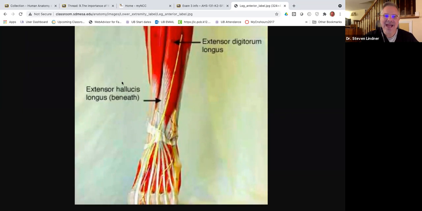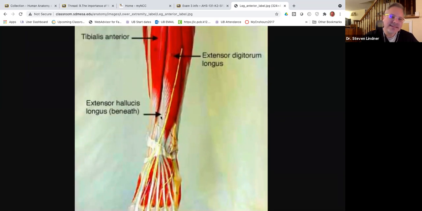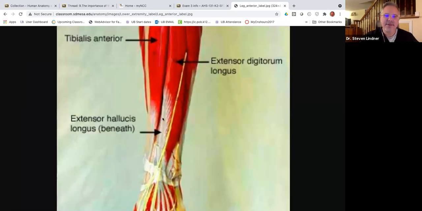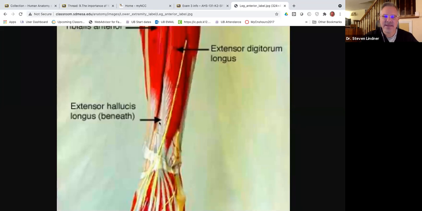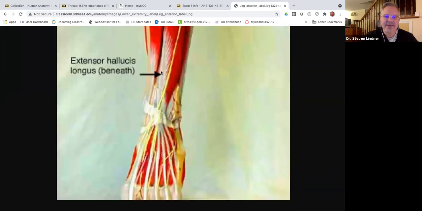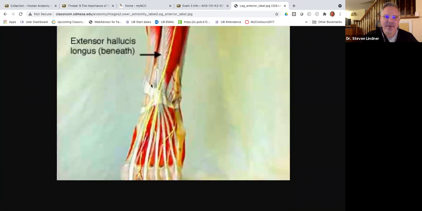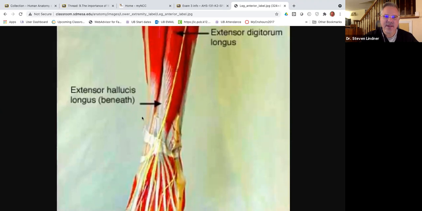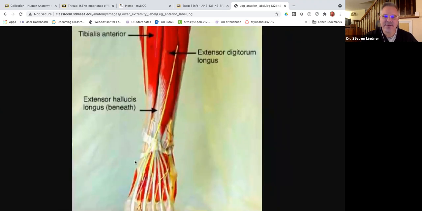The extensor hallucis longus, we can see a little bit of the tendon here. It's deep, right? It's deep to the extensor digitorum longus. But you could see a little bit of the tendon right there. There's a separation or a split between extensor digitorum longus and extensor hallucis longus. That's why it says beneath. And that tendon comes down and goes this way to the great toe, extensor hallucis longus. It extends the great toe.